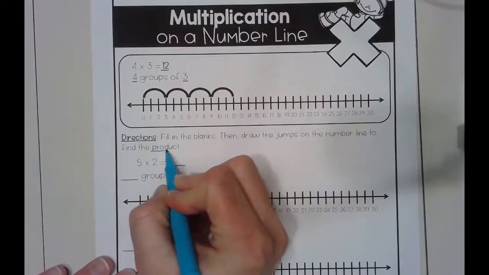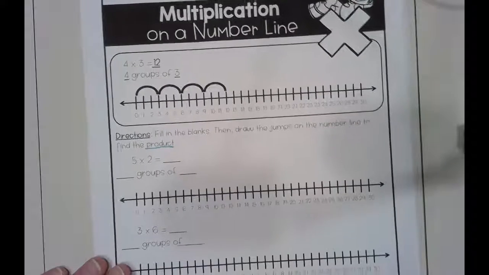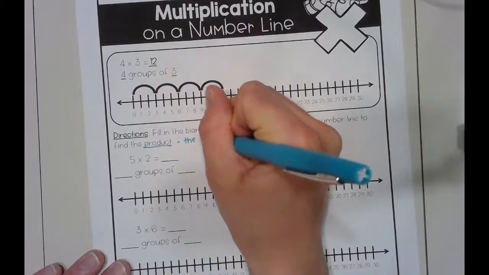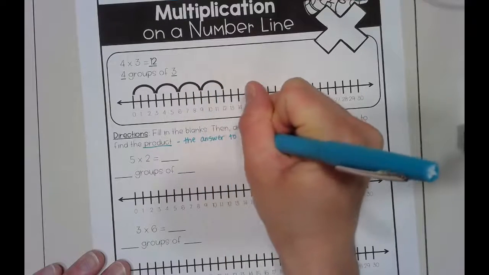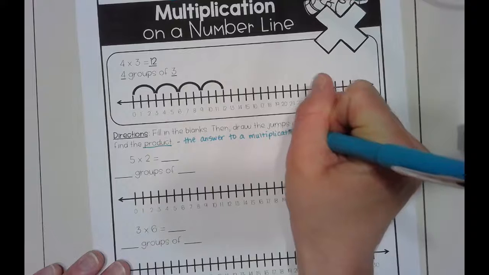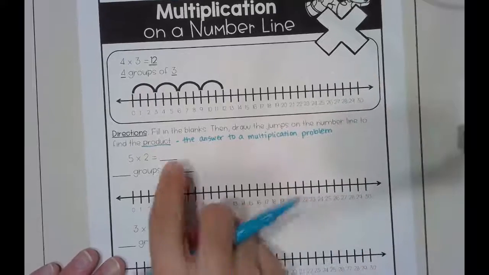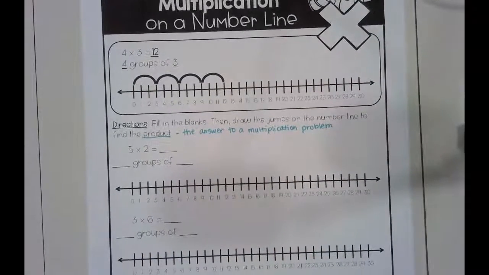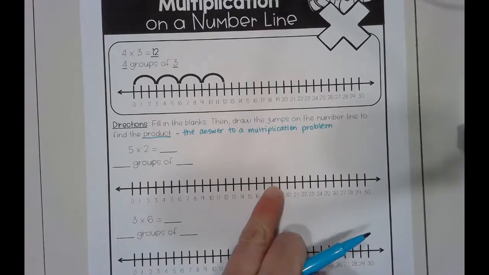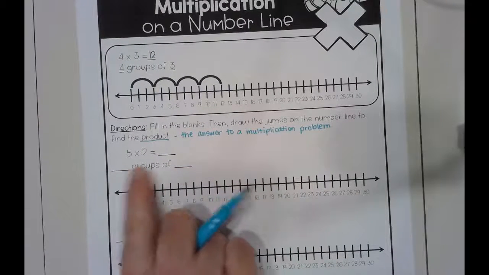Just in case you don't remember, because we haven't talked about it too much, the word product means the answer to a multiplication problem. So I'm going to write that here for you as a reminder that the product is the answer to a multiplication problem. Whenever you hear that word, you know that you're going to be multiplying. Now, we're not going to fill in the product yet because we're going to wait until after we jump on our number line to help us find that product. But we are going to fill these blanks in.